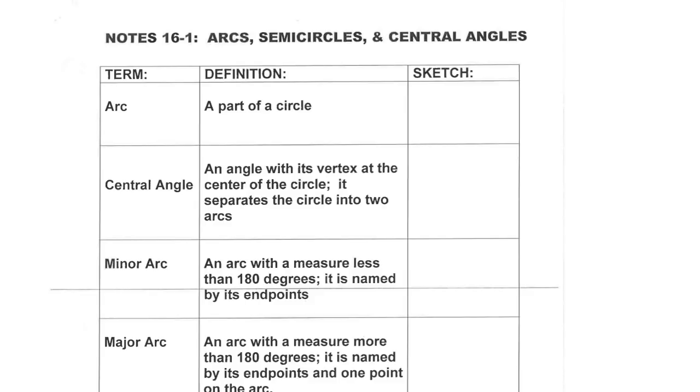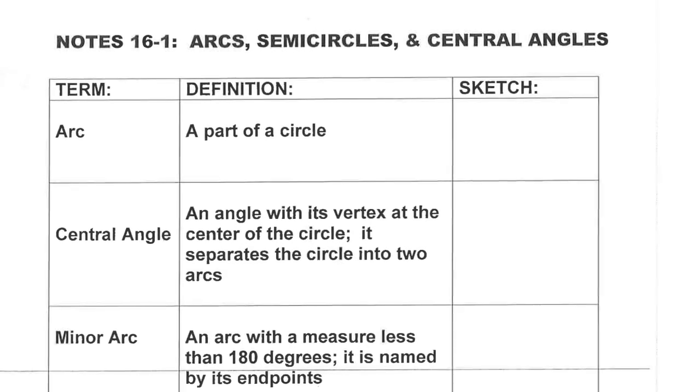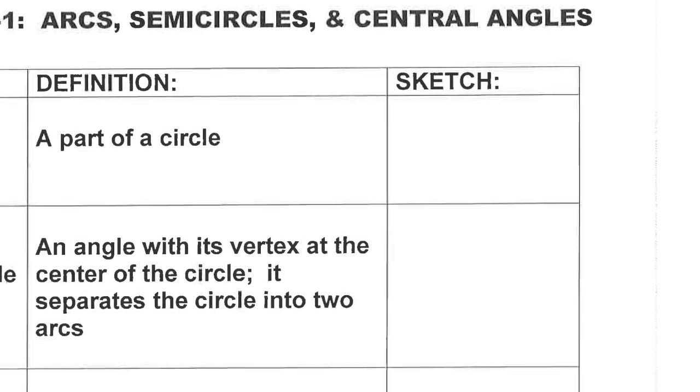All right, guys, so we're starting note 16.1 today. We've got this chapter and one more. We're going to be talking about arcs, semicircles, and central angles. This is all just pieces of circle. They're actually pretty easy. The first thing we're going to talk about is the arc. It's just a part of the circle.